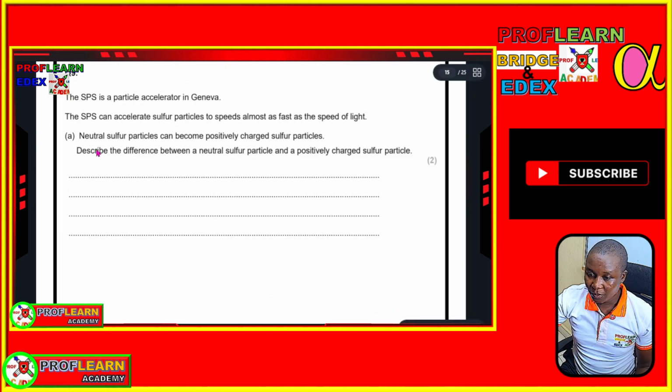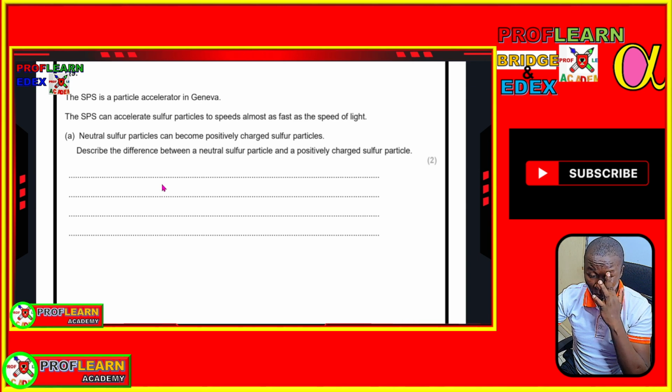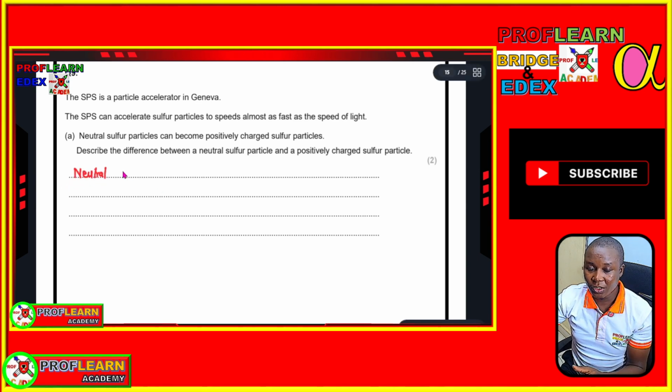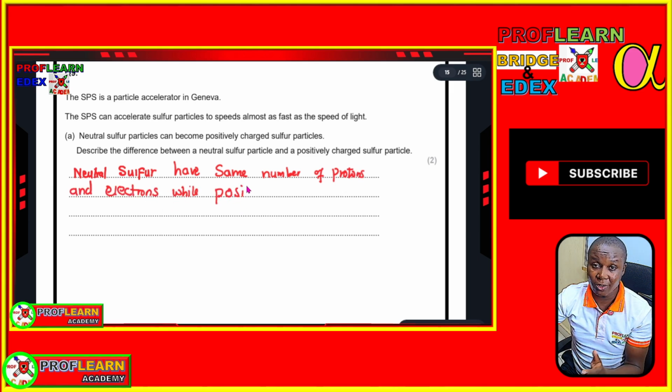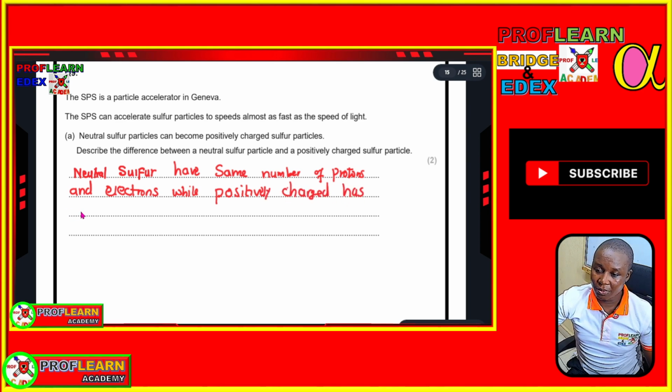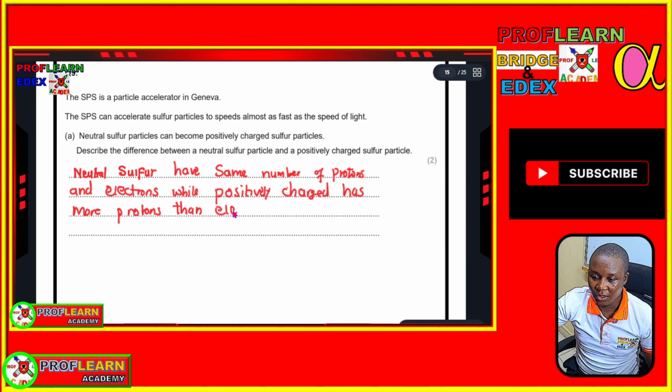All right, moving further, we're supposed to describe the difference between neutral sulfur particles and positively charged sulfur particles. A neutral atom has an equal number of electrons and protons, but a charged one has an imbalance. So neutral has an equal number of protons and electrons, while positively charged has fewer electrons. When electrons have been transferred or lost, that atom becomes positively charged.